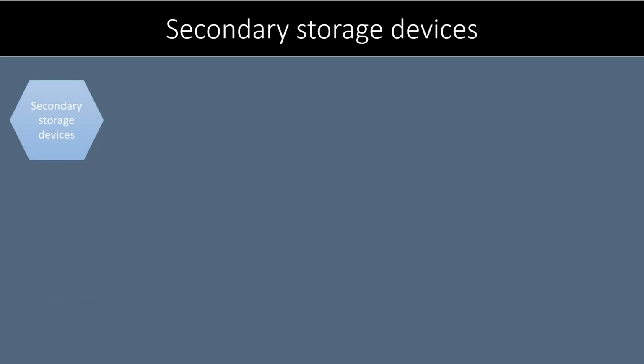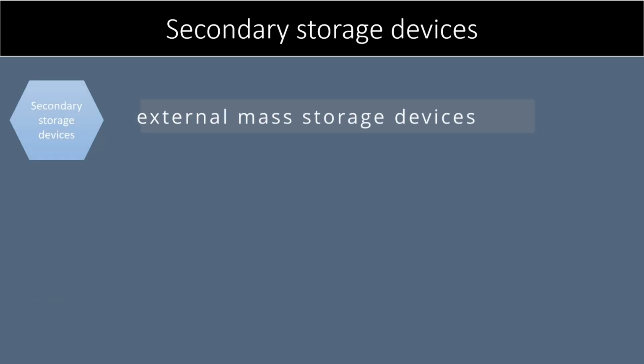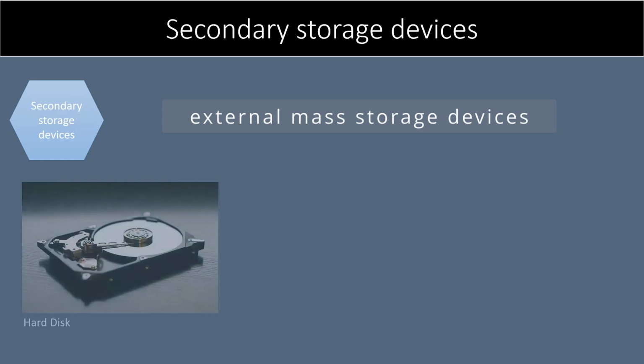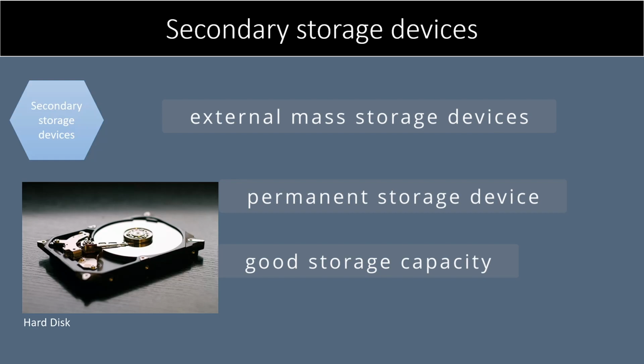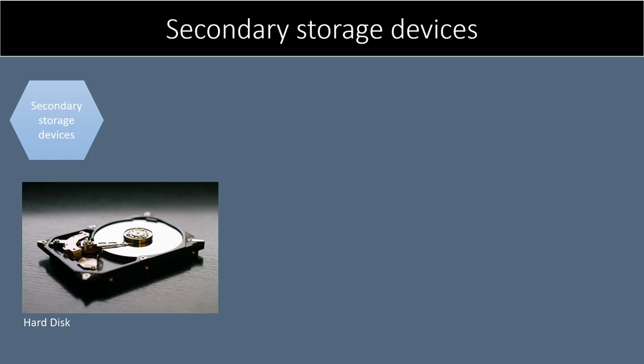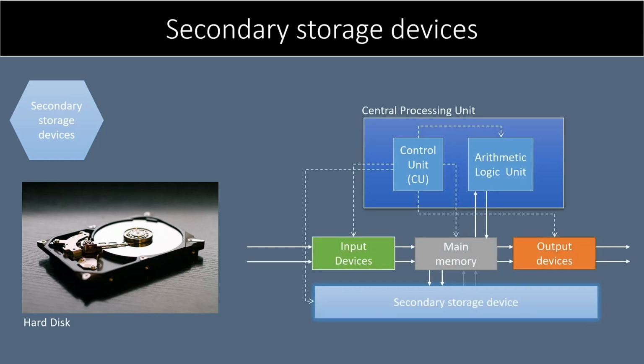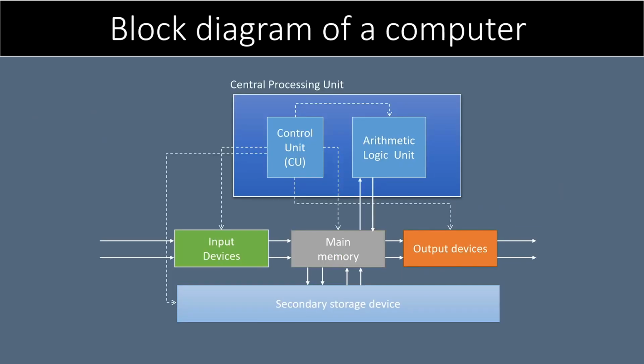Finally, we have secondary storage devices, also known as external mass storage devices, like hard disks or hard drives. A hard disk is used for storing data permanently, that is, data will not be lost once the computer is turned off, unlike the primary memory like RAM. It is also called a secondary device, which has a good storage capacity and stores all your installed software, photos, videos, and other files. All software code is transmitted from the secondary device, the hard disk, to the main memory, RAM, and vice versa whenever required. This is the block diagram of a computer.